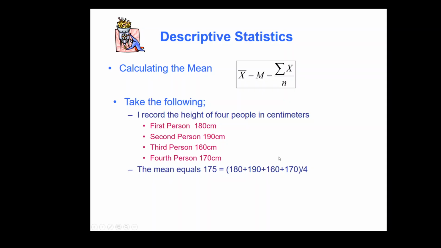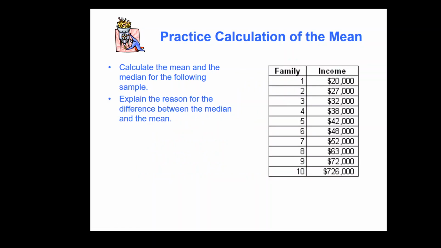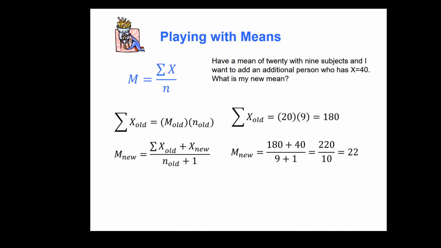I just have a couple of examples of the mean. Here's a practice question. Calculate the mean and median for the following sample. I'll do this in Excel and post it on Blackboard. This is an example of the kind of question you'll get on a quiz. So I have a mean of 20 with 9 subjects, and I want to add an additional person. So it plays with the notion of the relationship between M and the sum of X.